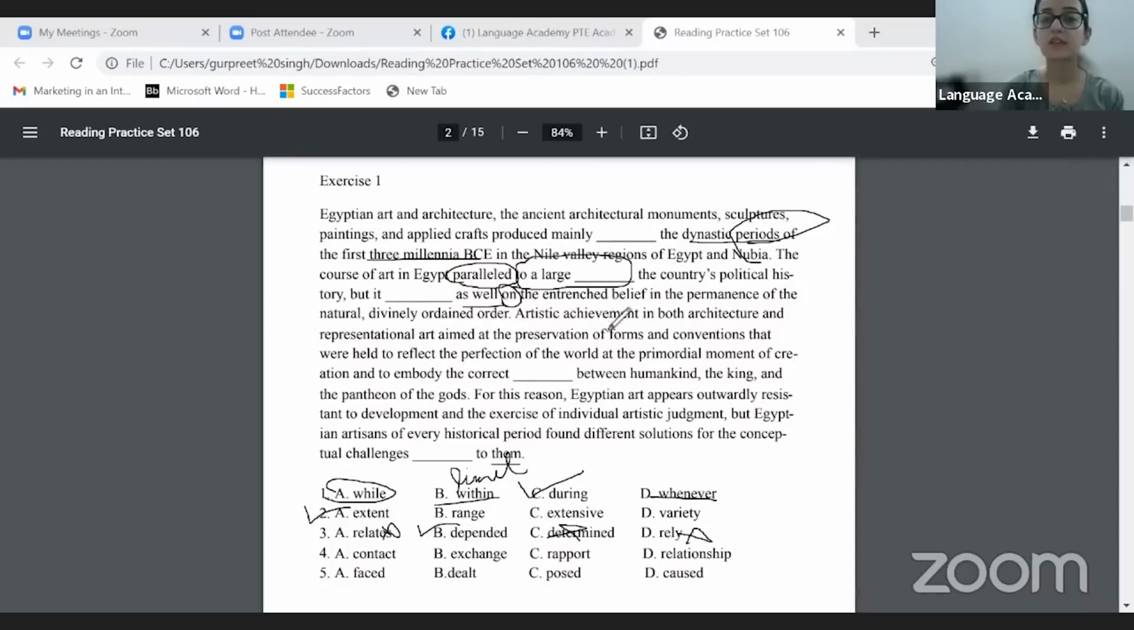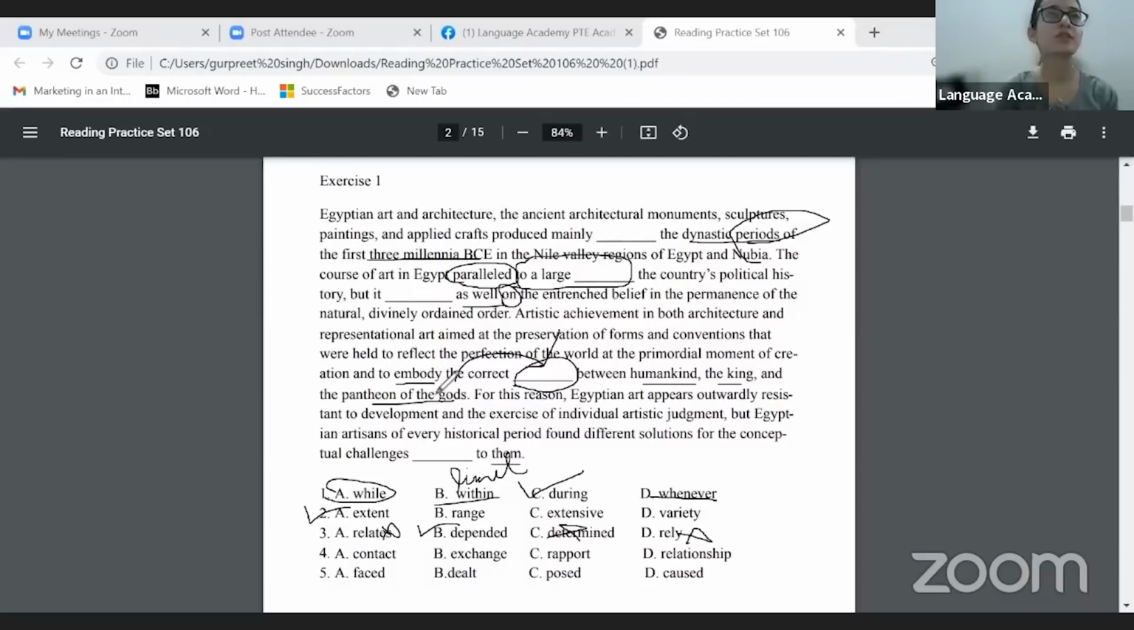Then they say, artistic achievement in both architecture and representational art aimed at the preservation of forms and conventions that were held to reflect the perfection of the world at the primordial moment of creation, and to embody the correct dash between humankind, the king, and the pantheon of the gods. So with "the" comes a noun. We have to find out a noun here. That's the first grammatical analysis that you should do.